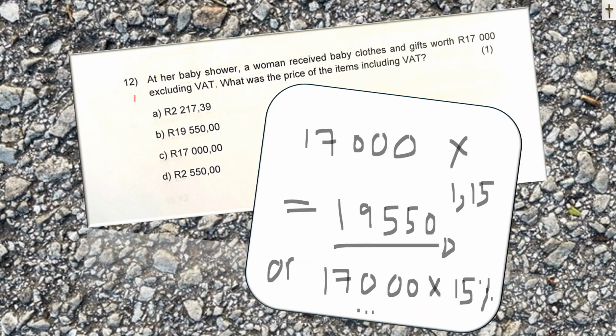Next one. At her baby shower, a woman received baby clothes and gifts worth $17,000, excluding VAT. What was the price of the items including VAT? Now, I do a little shortcut. Your method is up to you.